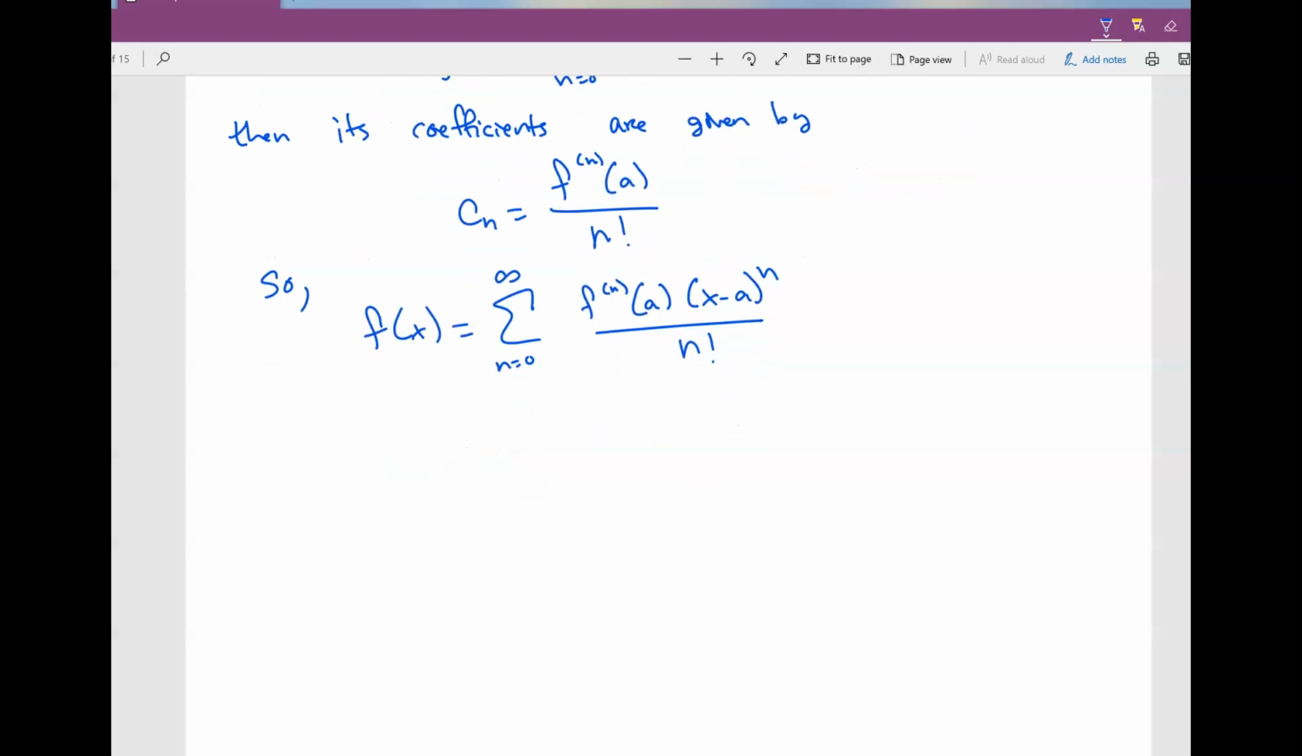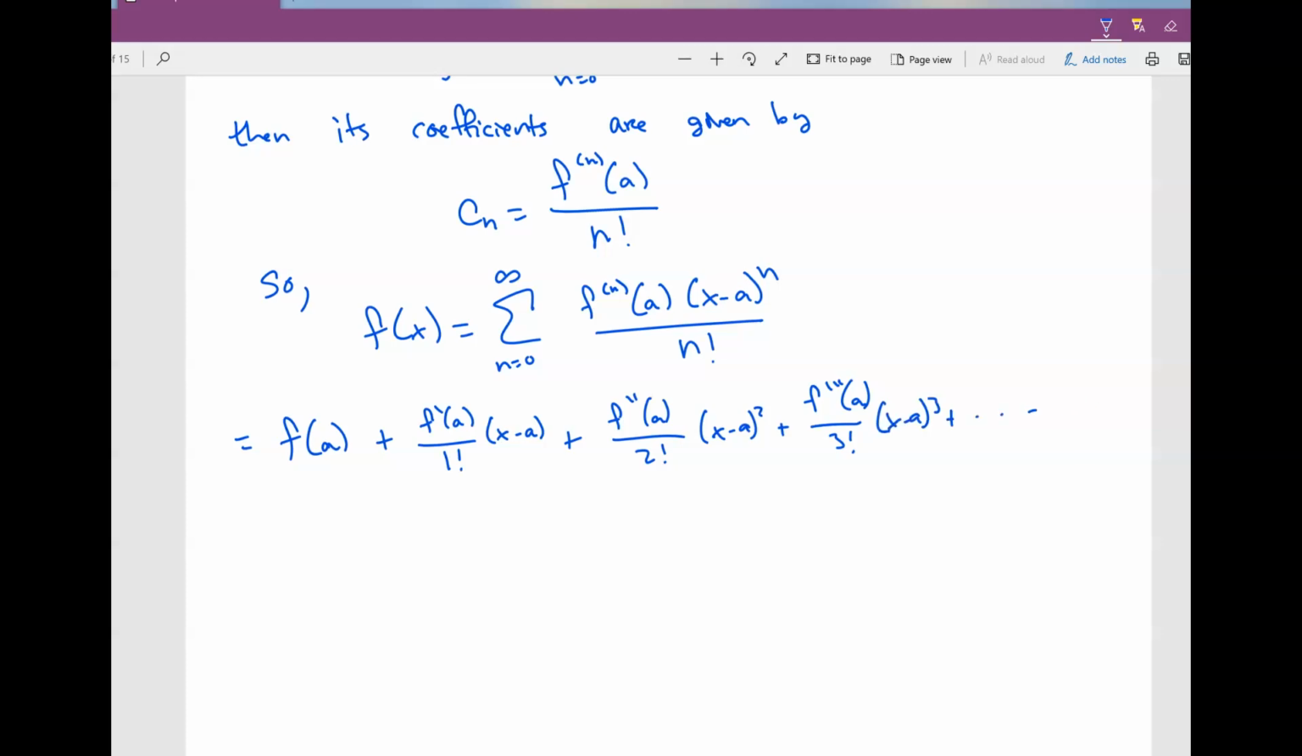So if I were to expand all of this, this is basically what you're doing. You're first starting off with f of a plus f prime of a over 1 factorial x minus a plus f double prime a over 2 factorial x minus a squared plus f triple prime a over 3 factorial x minus a cubed, so on and so forth. This thing is what we call the Taylor series, which basically means that I am representing a function with a series.